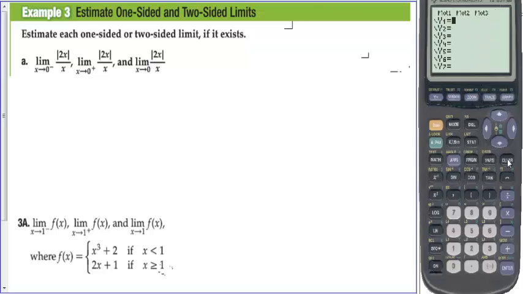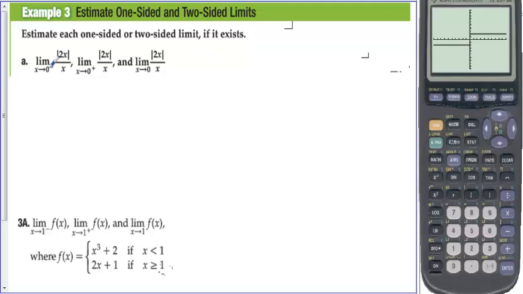Y equals, let's clear this, and we need absolute value of 2x. That's under math, and I believe it's under num. Absolute value of 2x, and then we're going to divide that by x, and we will look at the graph. Interesting graph. We have a line to the left of 0, we have a horizontal line to the right of 0, and we're looking at what happens at 0.